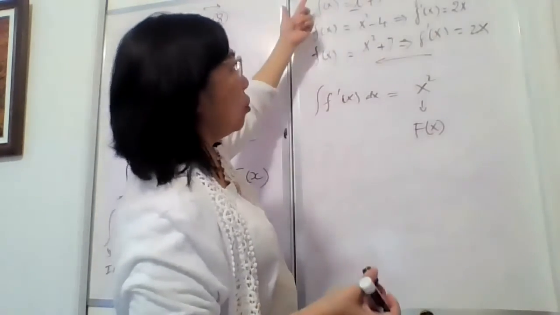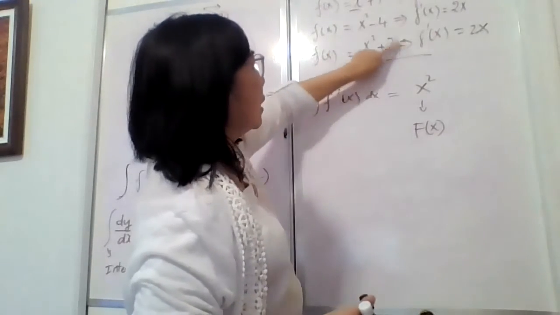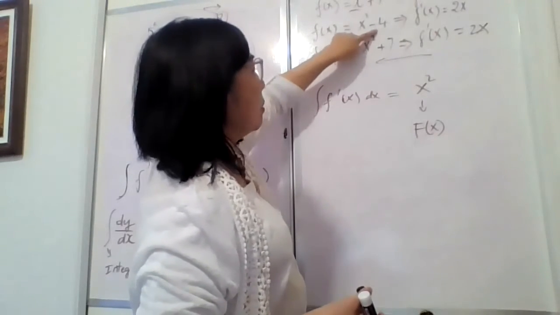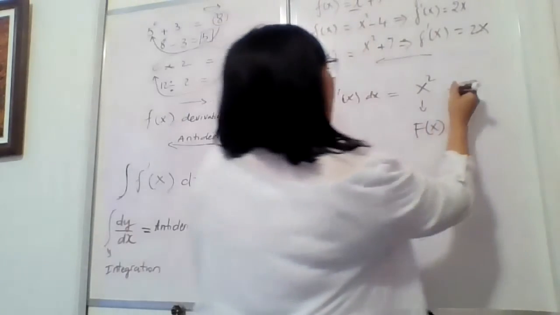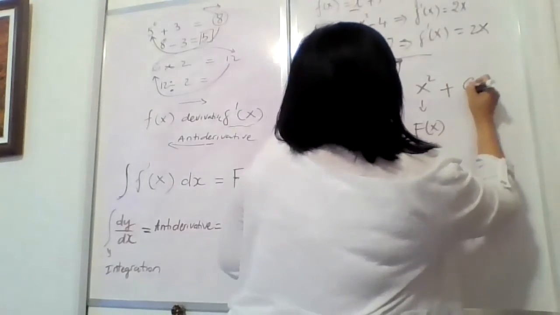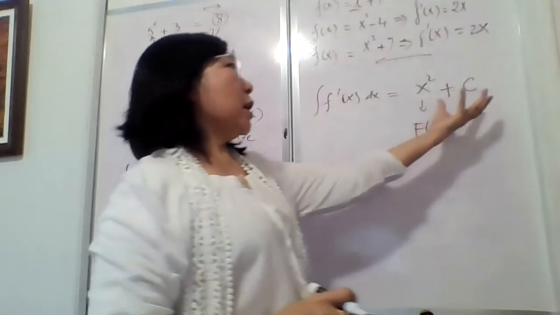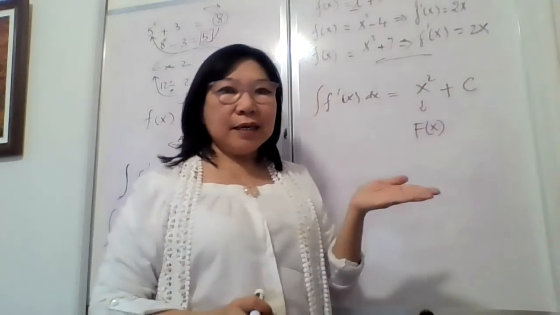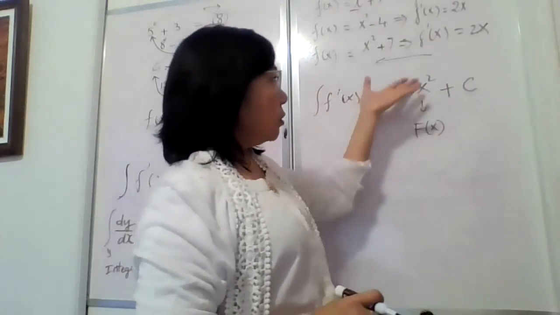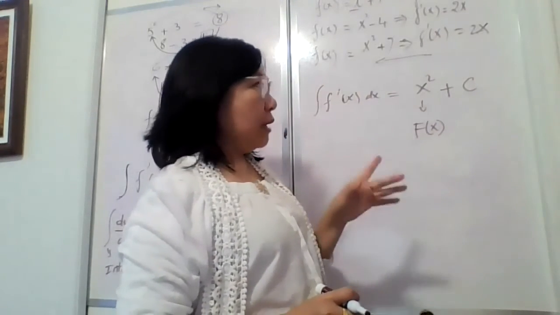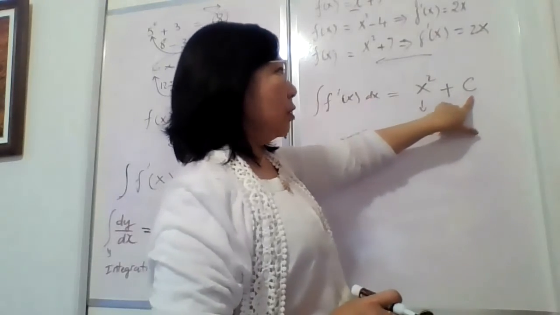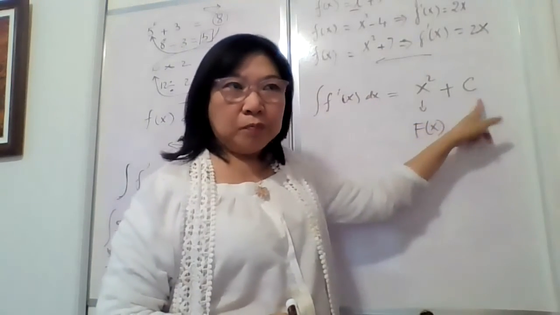However, we don't know whether it is x squared plus 7 or x squared minus 4. So in general, we say plus c. Make sure that you have a plus c here to indicate that this is the original function. However, it might be another constant here, we don't know.